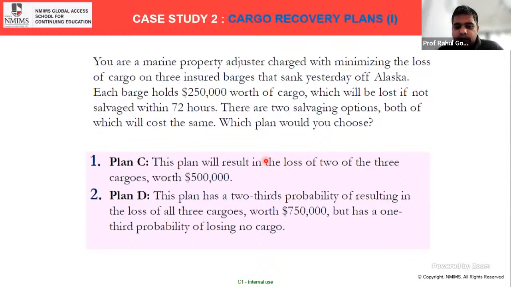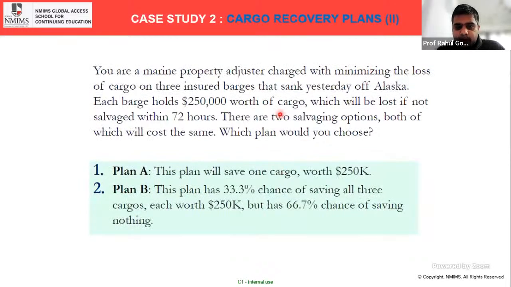If you go ahead with this, there is a 2/3 probability of resulting in loss of all three cargoes, but you have a 1/3 probability of losing no cargo. And one of you said C, which will result in a definite loss of two of the cargoes, and save one. Now let me give you a second view. Now, what will you go ahead with?